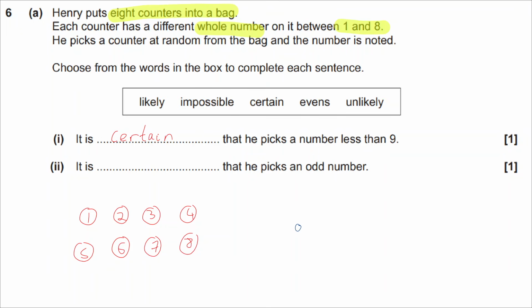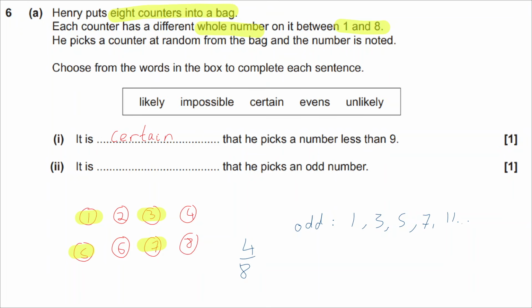Sorry, the odd numbers are 1, 3, 5, 7, 11, and so on and so forth. So from our list here, you can see 1 is odd, 3 is odd, 5 is odd, and 7 is odd. So you've got 4 odd numbers out of a total of 8 numbers in total. So you've got 4 over 8.